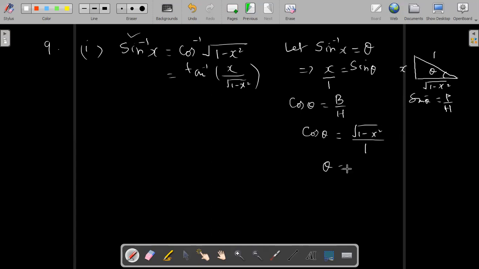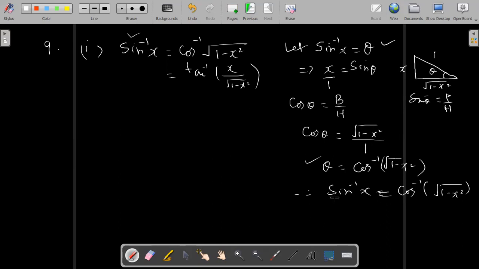So theta will be equal to cos inverse under root 1 minus x. So you can see this formula now. This is theta, this is also theta. So from these two, we can say that sine inverse x can be written as cos inverse. Whatever is required, suppose we want to convert, mostly in our CBSE we will convert everything into tan inverse and then use the tan inverse function.